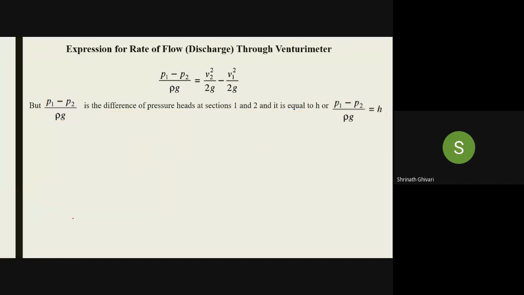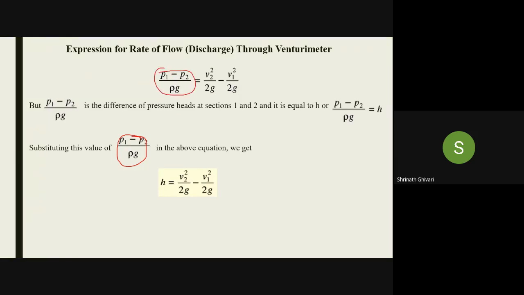Now what will happen? What will be the equation? Substituting the value of this in the above equation, we get H equal to V2 square by 2g minus V1 square by 2g, since P1 minus P2 by rho g becomes H. Any doubts till now? This is equation 1.